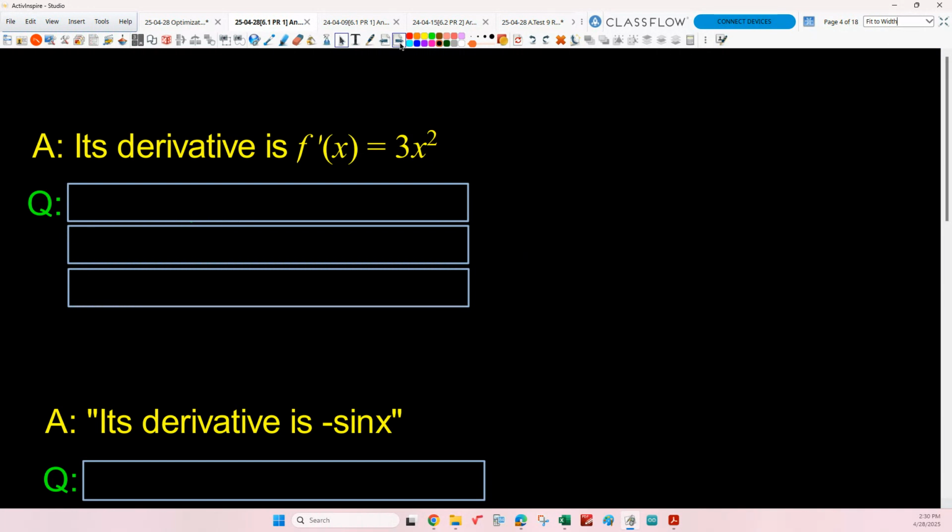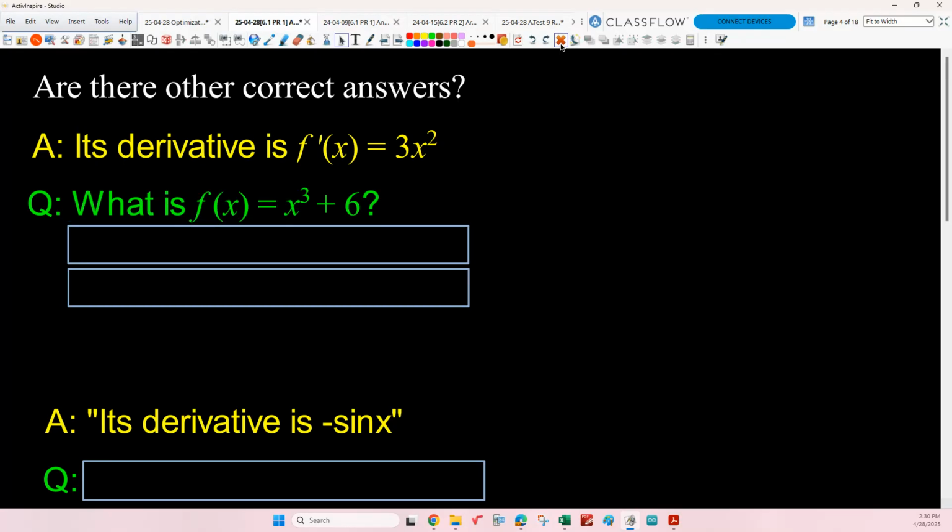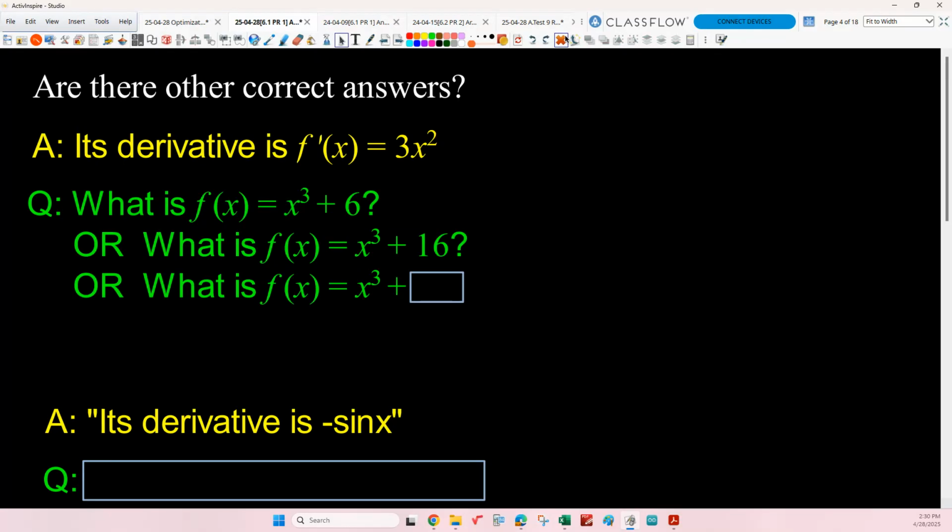So that is what antiderivatives are, right? If the derivative is f prime of x equals 3x squared, what are some questions that would work? Well, what is x cubed plus 6? What is x cubed plus 16? Or more generally, what is x cubed plus C? And this is where mathematicians are really particular about these things, and it's a capital C. It's not a lowercase c. It's a capital C. Stands for the constant of antidifferentiation, or the constant of integration.